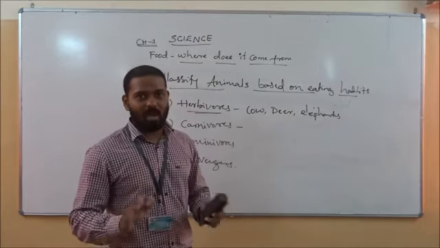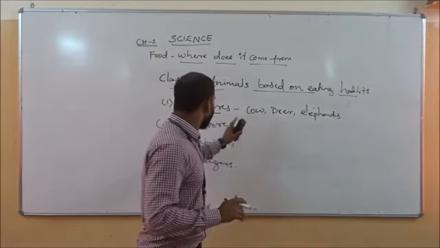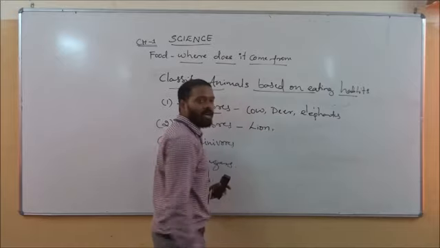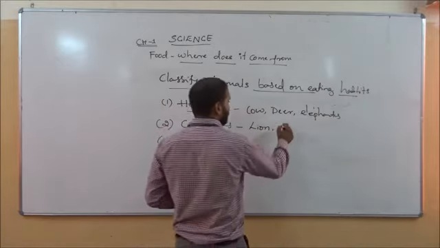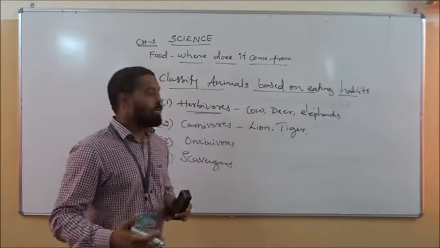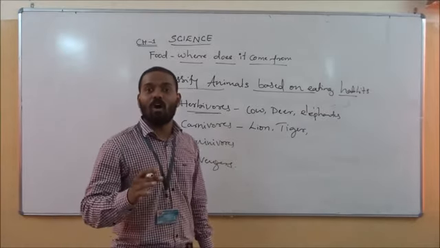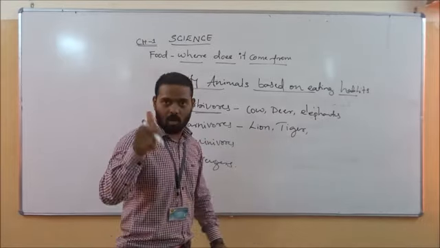Such animals we can call carnivorous. Example, lion. Lion does not depend on plant products as food, right? So lion we can call carnivorous. You can also talk about cheetah, tiger and jackals. These animals basically depend completely on other animals for food. Such animals we can call carnivorous.